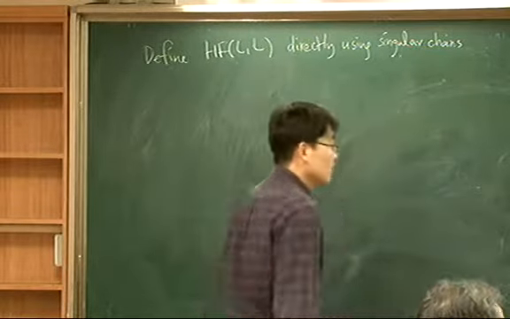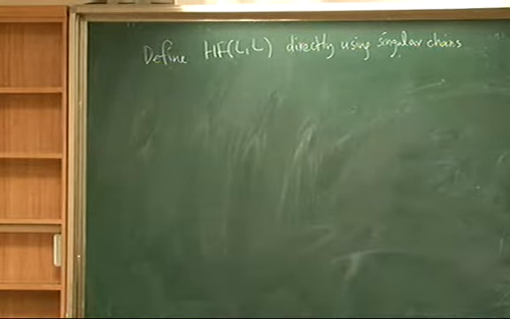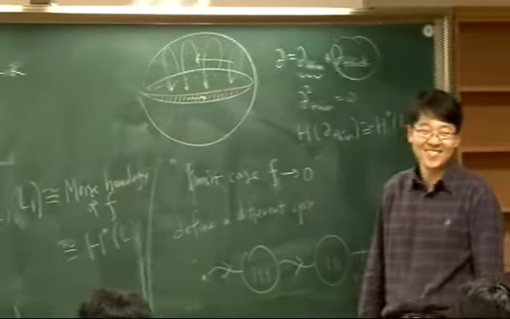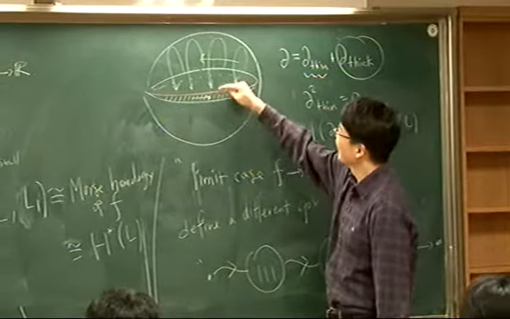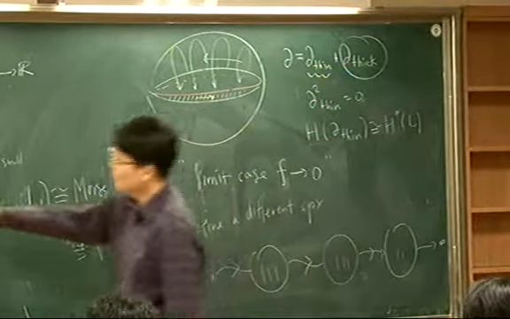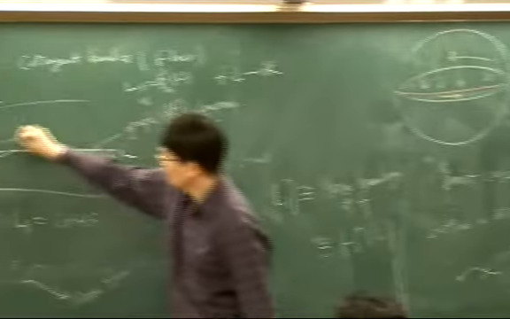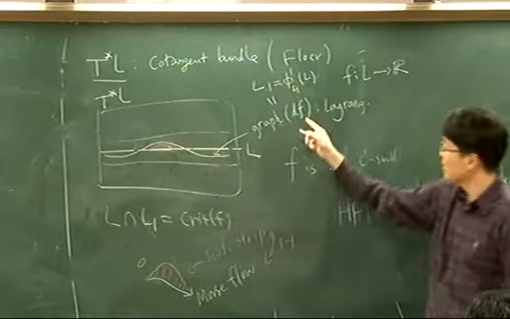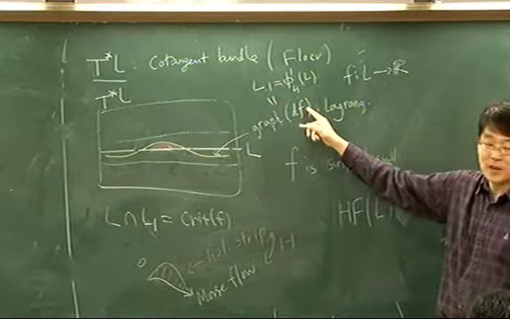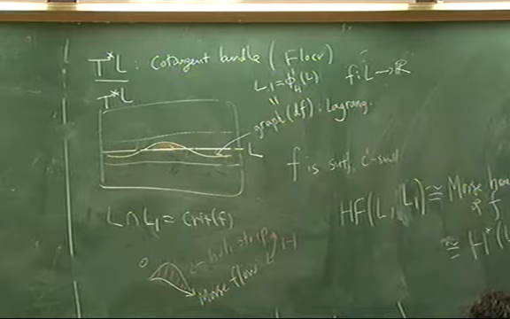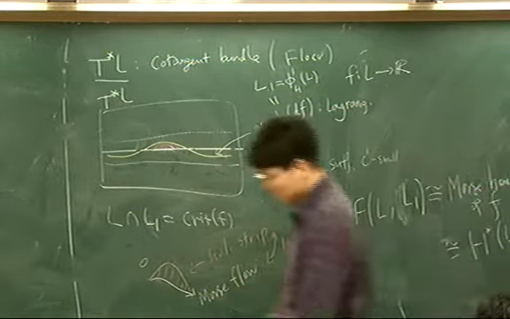Excuse me, one more. What is thin and thick? Thin is thin. Thick is thick. Which is thin? This is thin, this is thick. The thin one looks like this. It is inside, so it's written as a graph of a one-form df, where f is C1 close to 0. F is 0 and the derivative is also close to 0.